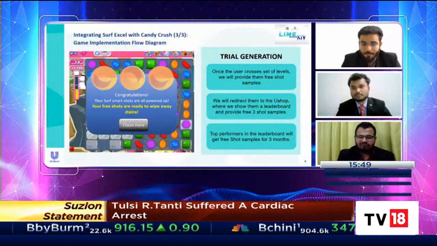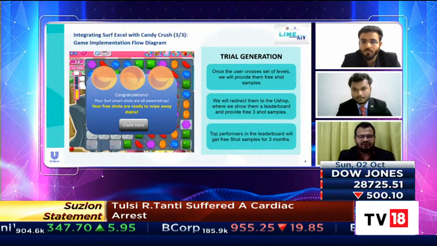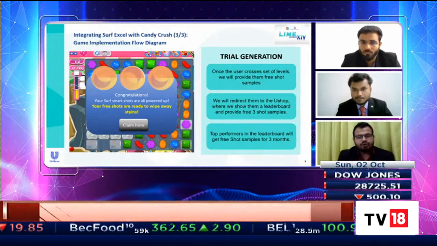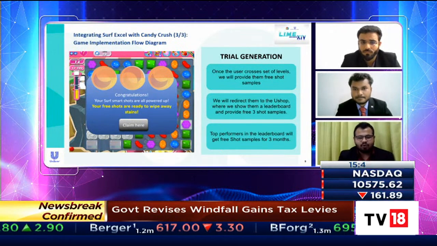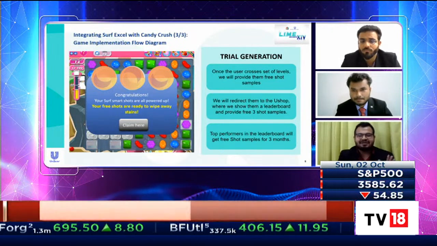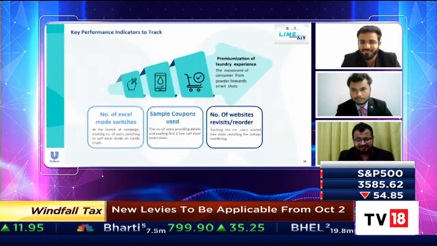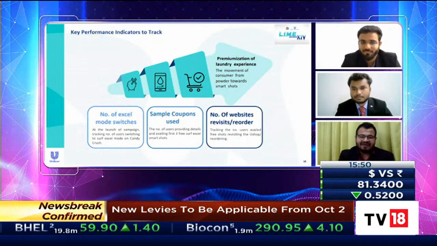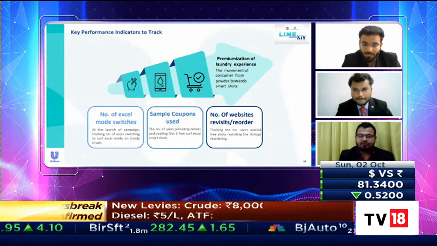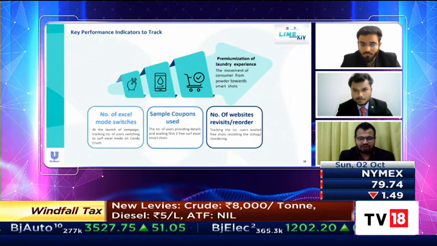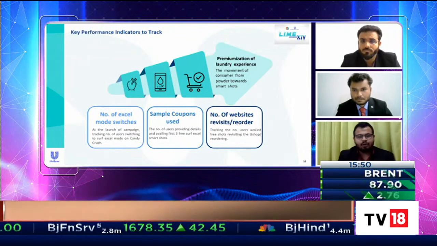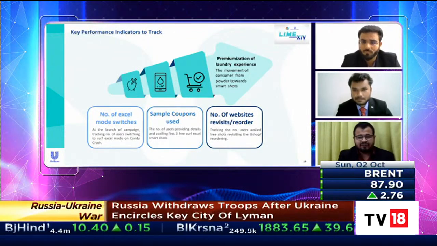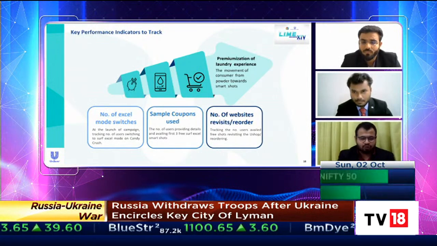We are using the trial methodology, where once the user crosses a set of levels, we'll provide them with three free shot samples. We'll redirect them to the U-Shop, where they will avail those shots, and there will be a leaderboard and a national leaderboard where the top 3 performers will get the free sample shot for 3 months. The key performance indicators we are trying to track are the number of Excel mode switches once the campaign is launched, whether users avail the free coupons or not, and finally the number of revisits the user makes after availing those free coupons.